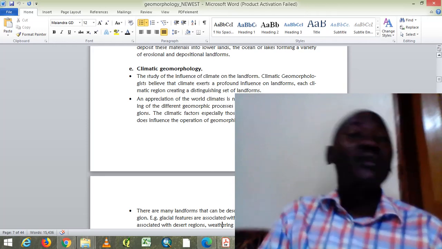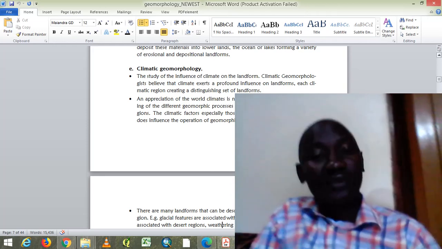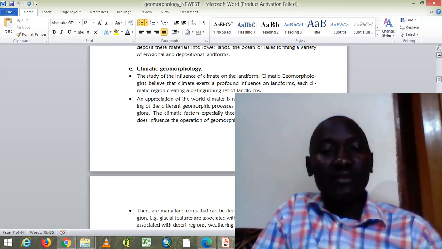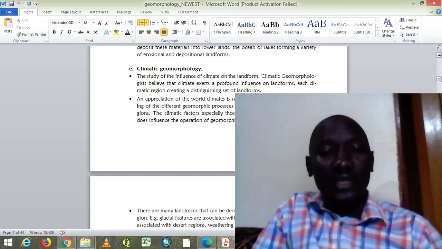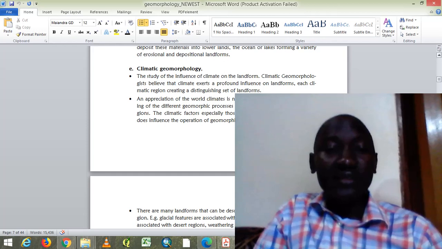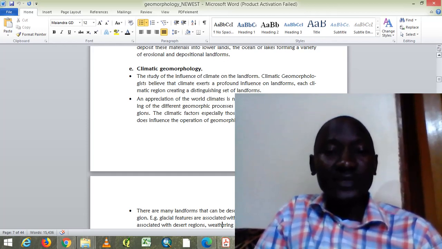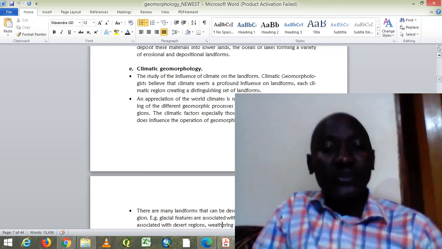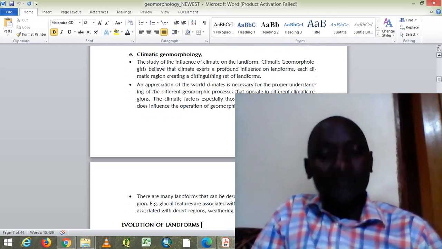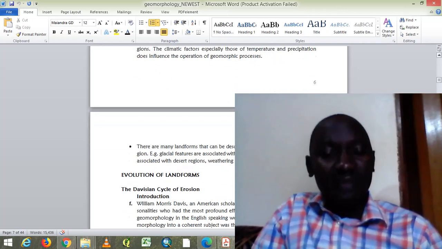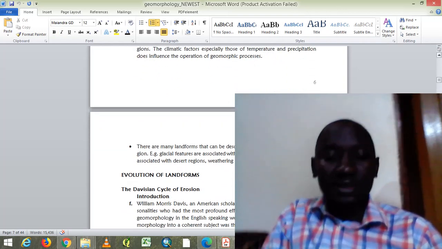Then the next one, we have climatic geomorphology. This one brings in the aspect of climate as far as landform evolution is concerned, i.e. the study of the influence of climate on landforms. It is an appreciation that world climate is necessary for the proper understanding of the different geomorphic processes, because different climatic regions experience different geomorphic processes, and therefore climatic geomorphology pays attention to the impact of climate.